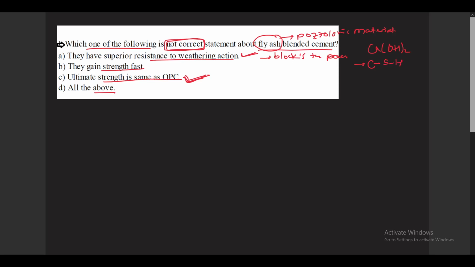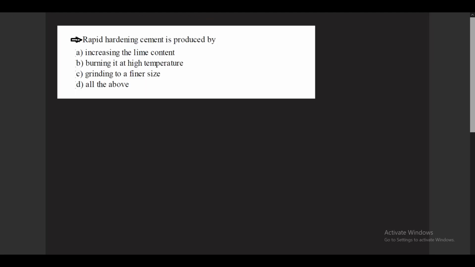Okay, so the option remaining here is option B, that is they gain strength fast. As I already told, their strength development rate is slow. Correct, their heat of hydration rate is slow. So the correct option here is option B, that is they gain strength fast, is the incorrect statement if we consider the fly ash blended cement. Clear? Okay, so let's move to the next question.